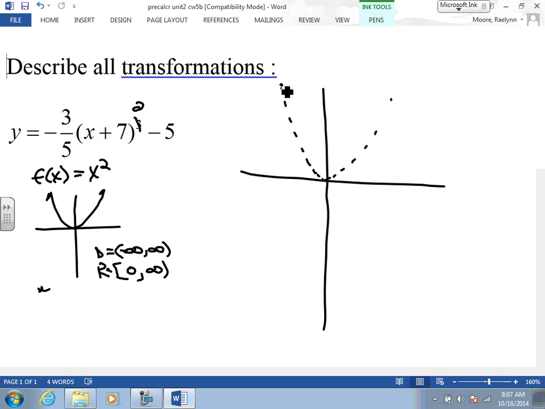Move where? To the left 7. You have to follow order of operations. The easiest way to do this is take a value for x and plug it in and say, what would I do first? So say I picked x as 1. I'm going to do 1 plus 7. So therefore, I'm going to do the plus 7 first. You have to follow order of operations. So we're going to move this to the left 7.